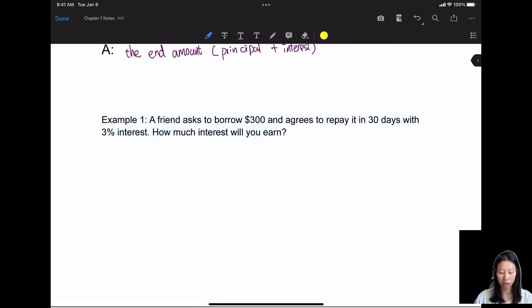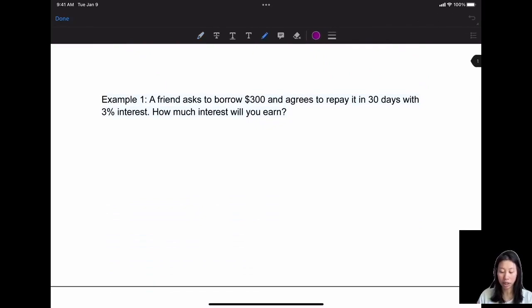Okay, so here's an example. A friend asks to borrow $300 and agrees to pay it back in 30 days with 3% interest. How much interest will you earn? So now they just ask you how much interest will you earn?